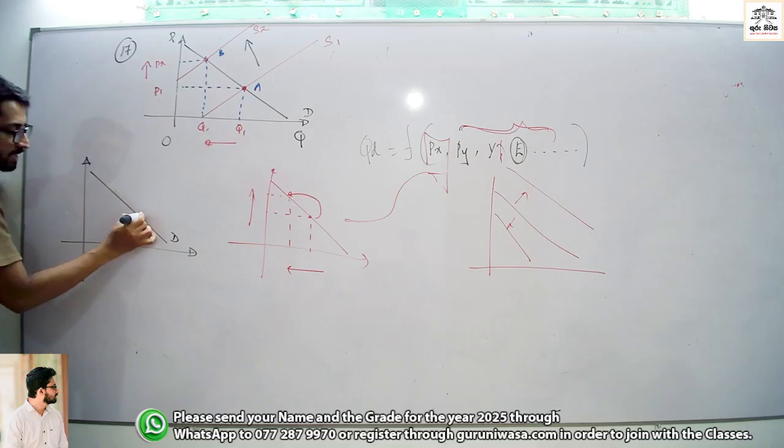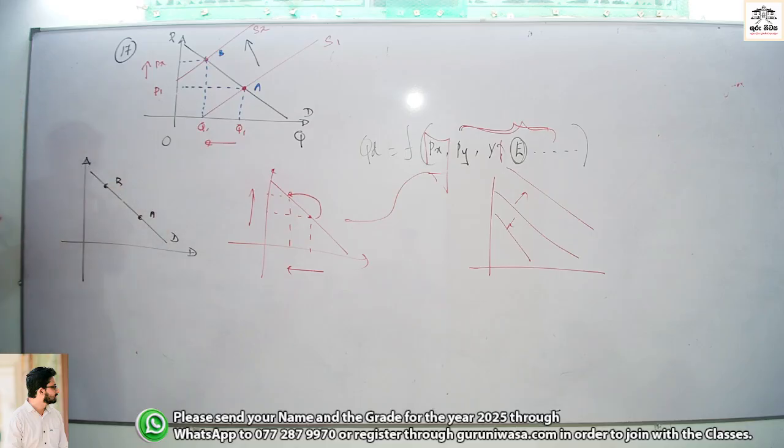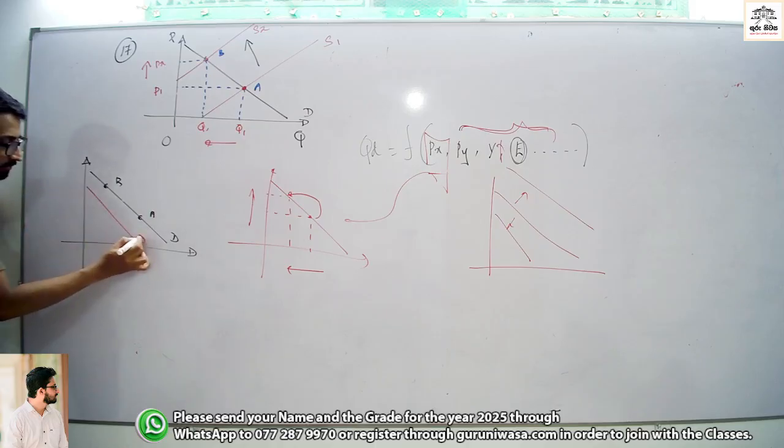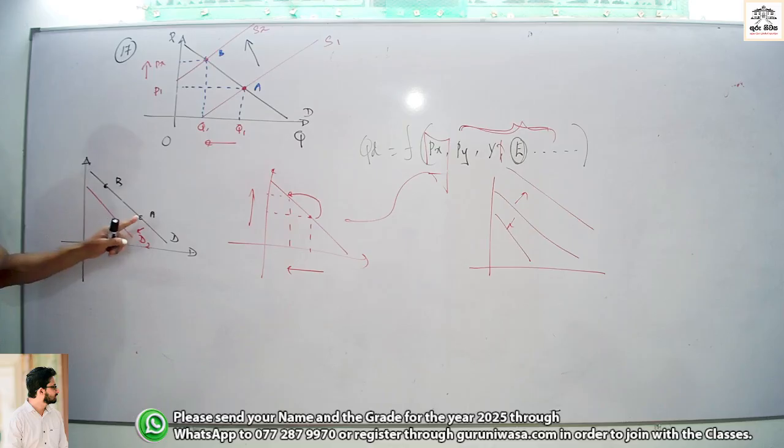Okay, then this is point A, this is point B, A and B. Now, I understand, the demand curve shifts to the left side. Then can point A move from here to here? If this happens, no such thing. Just the demand curve shifts to the left side. Did you get the point?